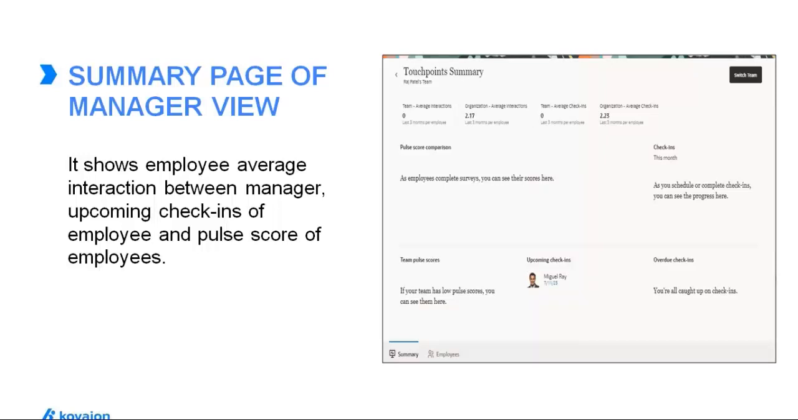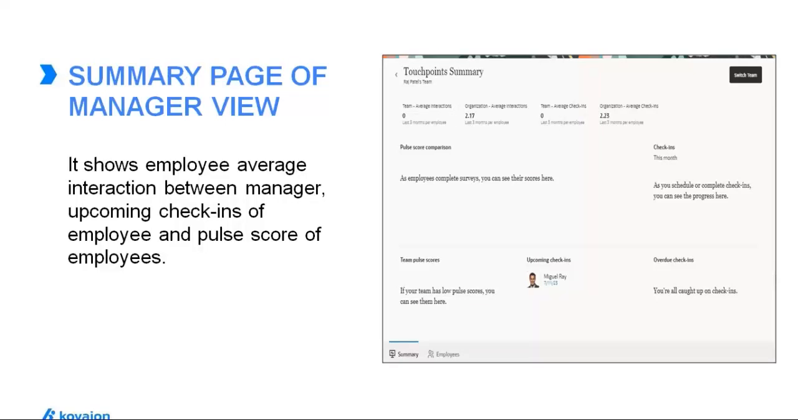So we also have a summary page in the manager view, where the total summary is shown in this Touchpoint summary page. It shows the employees' average interaction with the manager, upcoming check-ins of employees and pulse score of employees. The list of employees that appears on this employee page pertains to the manager who is currently selected on the summary page. The pulse scores pertain to the survey selected on the summary page.